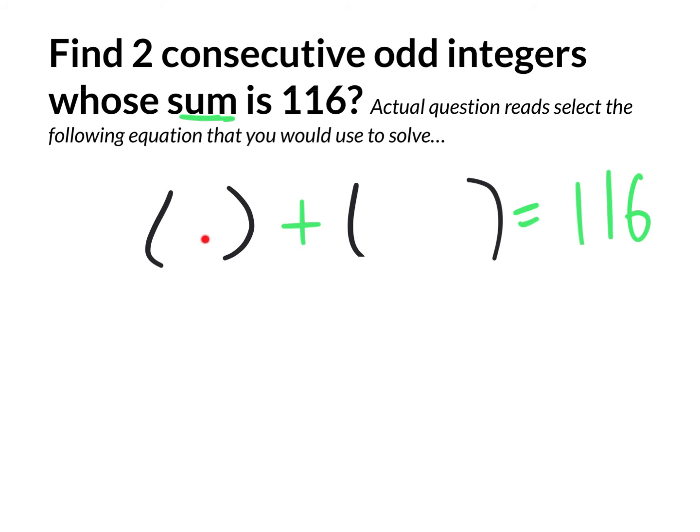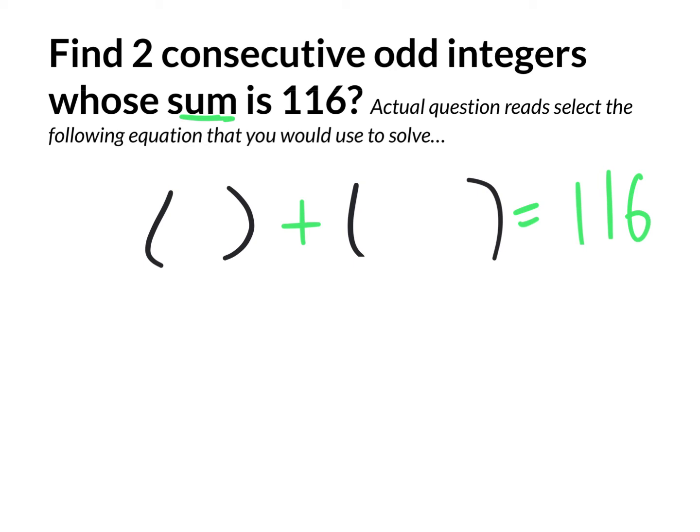What's the next odd number? If this is 5, the next odd number is 7, right? If this is 13, the next odd number is what? 15. If this is 15, what's the next odd number? 17. If this is 23, what's the next odd number? 25, right? Whatever this number is, the next one's going to be 2 numbers after it.